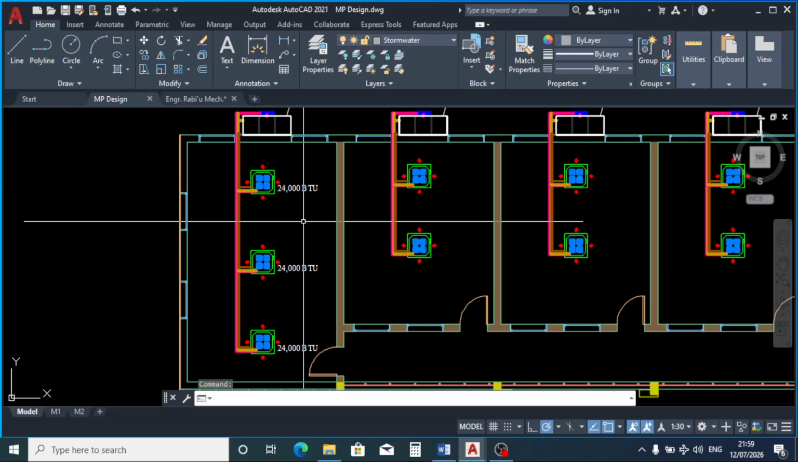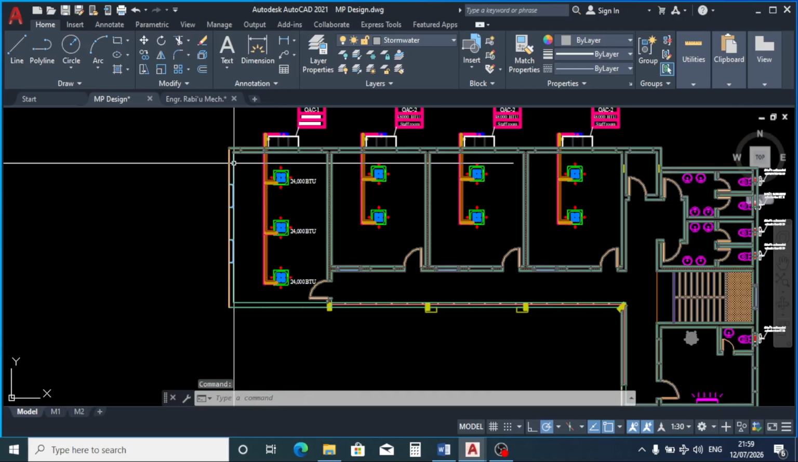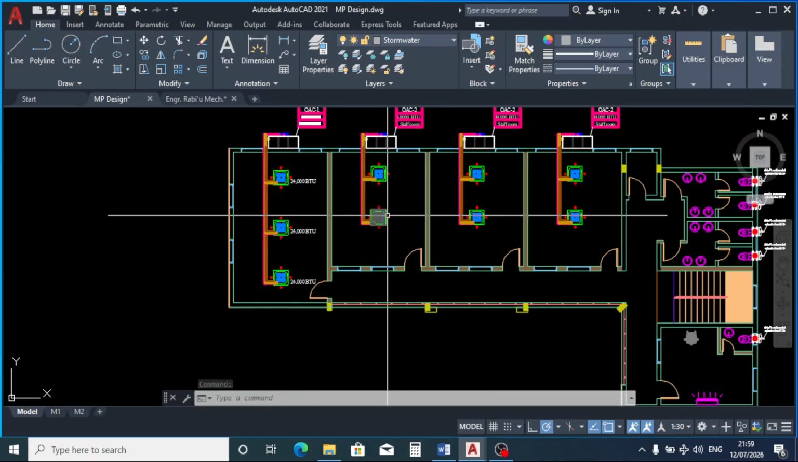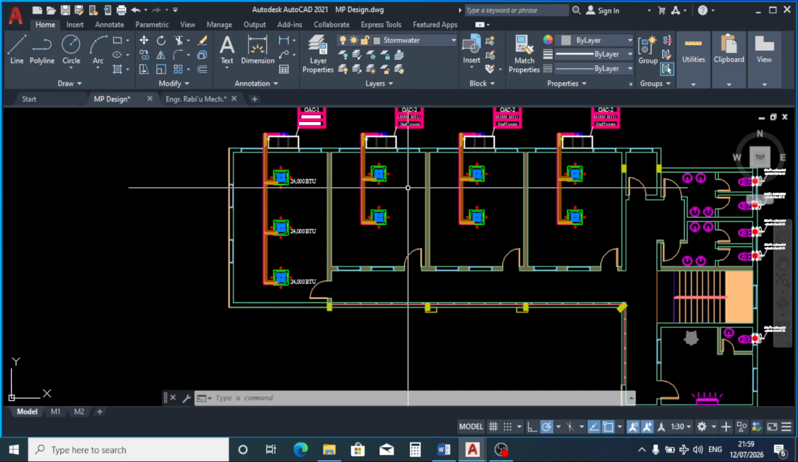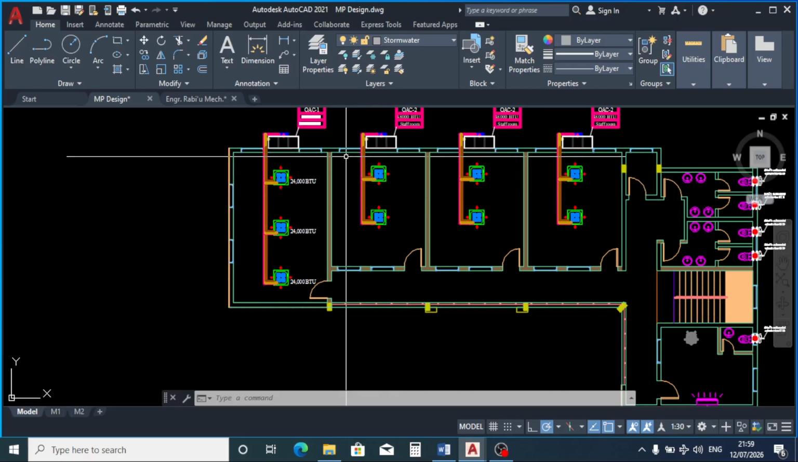Hello, welcome back. So let's continue with our AC sizing. In our last session, we sized this conference room. Now we are going to do the same for the rest of the spaces, beginning with this classroom.